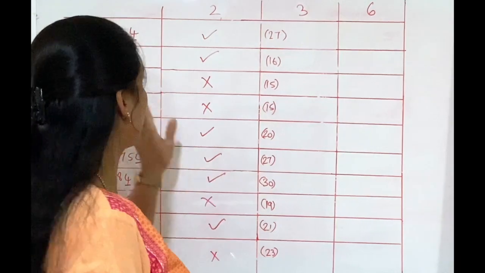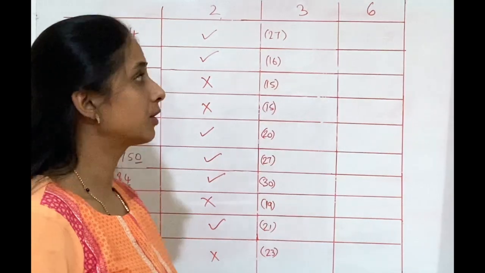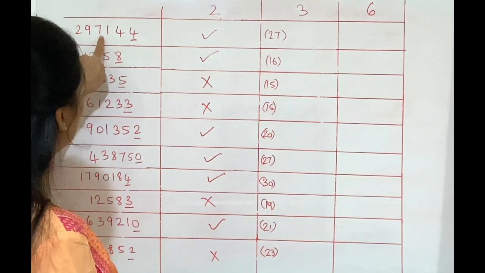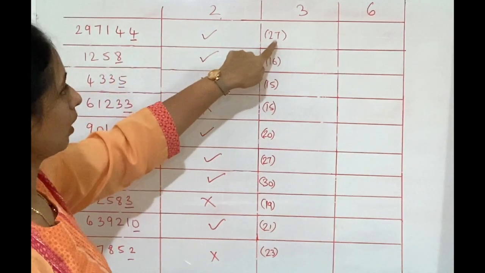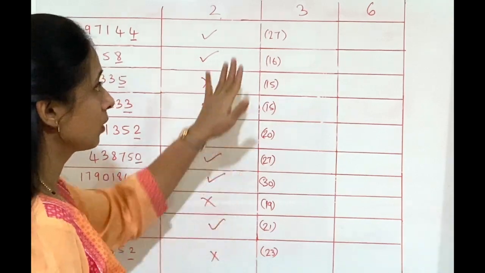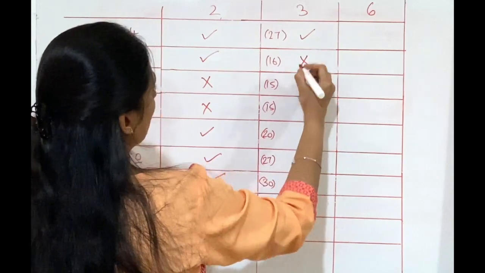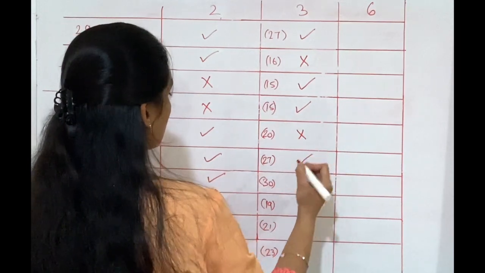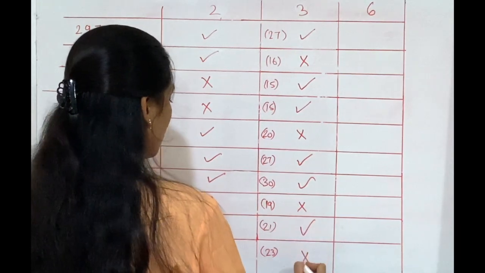Divisibility rule of 3, you have to add the digits. If the sum is divisible by 3, then that number is divisible by 3. So for saving time, I have added the digits. 2 plus 9, 11, 11 plus 7 is 18, 19, 23 and 27. That is what I have written here. So I have added all the digits of all the numbers and I have written it here so that we can quickly say. Okay, 27 is divisible by 3, 16, no, 15, yes, yes, 20, no, 27, yes, 30, yes, 19, no, 21, yes, 23, no.